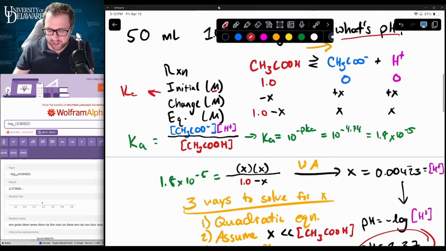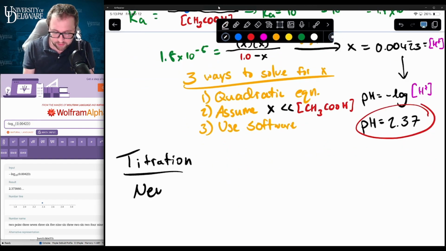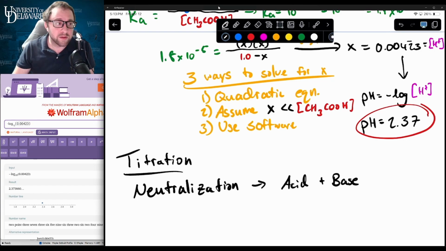So a titration is a neutralization reaction, right? We're adding acid and base until we use up all our, let's say, acid. So if we're titrating an acid with base, we want to add exactly enough base to cancel out our acid. Typically, when you do titrations, you don't actually know how much stuff is there.